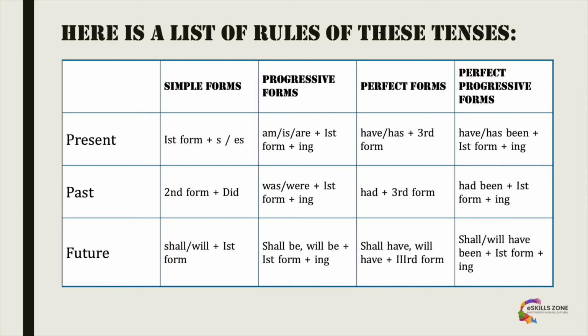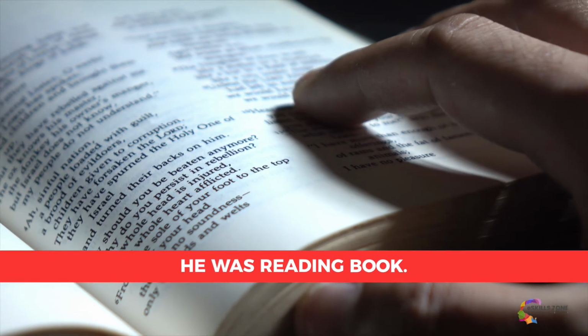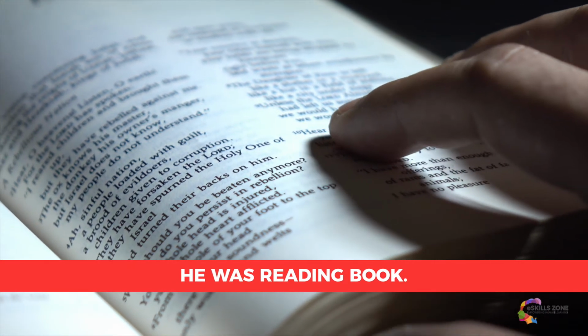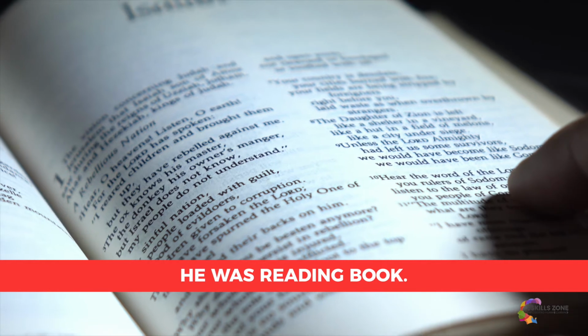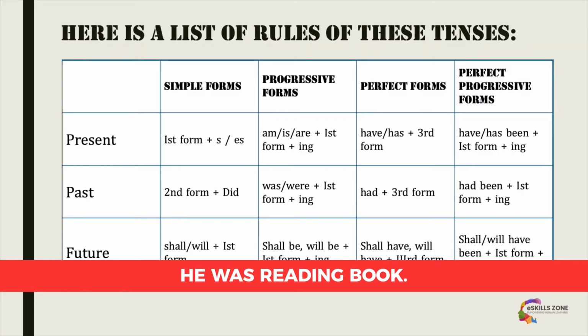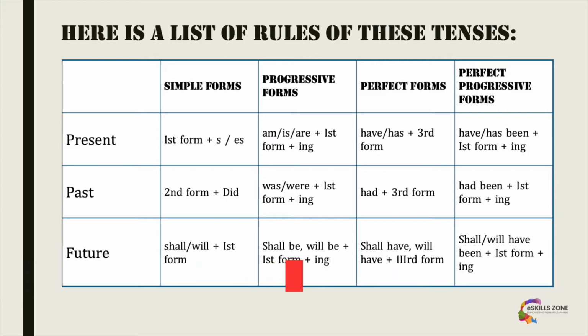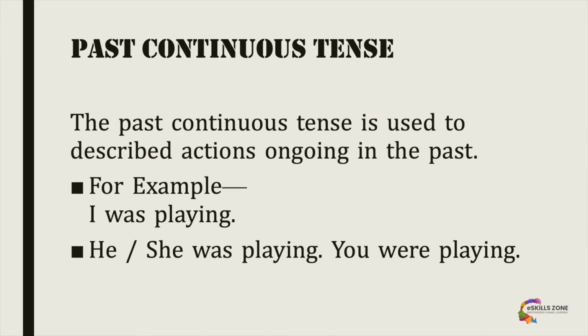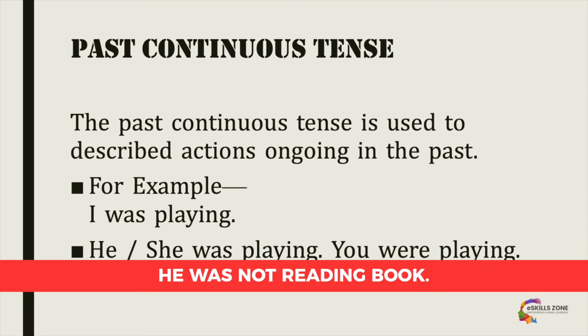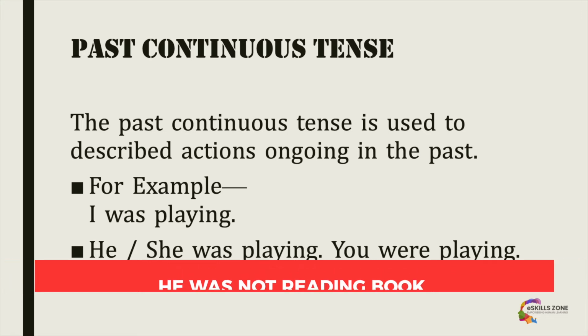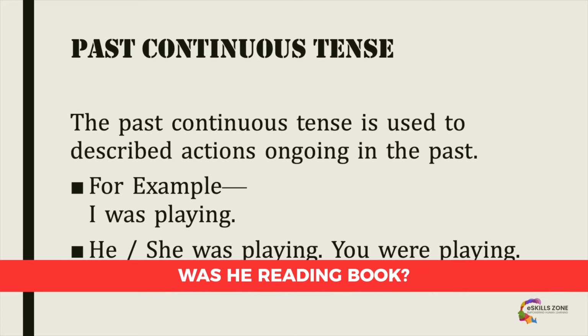She was traveling. He was reading book. So let's convert one of these sentences into negative and then from positive into interrogative with question mark in the end. He was reading book. So the negative sentence will be he was not reading book, and the interrogative of the same sentence will be was he reading book, question mark.